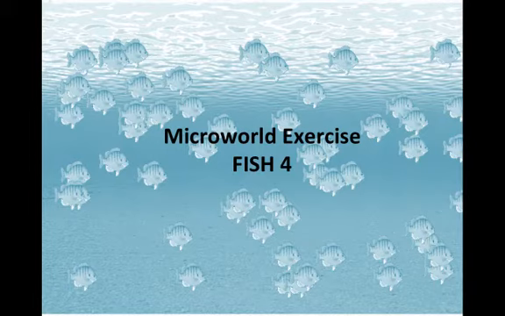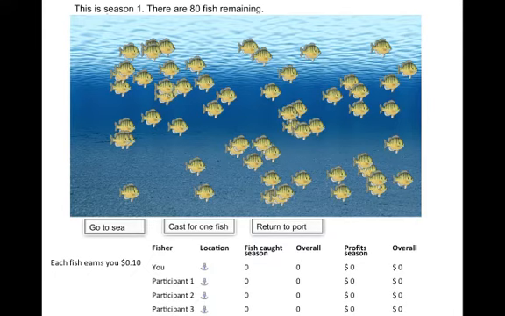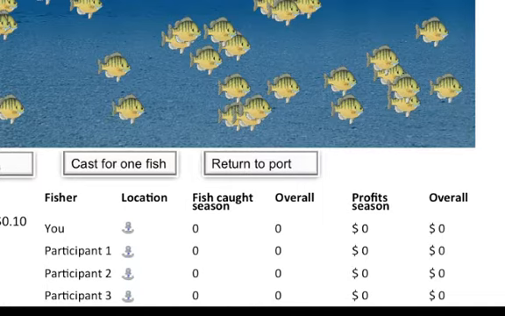The Microworld is a computer simulation of a fishery. You will be fishing in an ocean with 3 other participants. This means that you and the 3 other fishers will see the same ocean. This is what the microworld looks like, and this is the ocean where you catch fish. You can also see a table that shows you information about your catch and other participants' information as well.